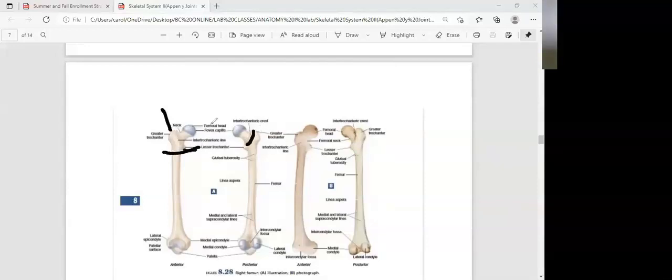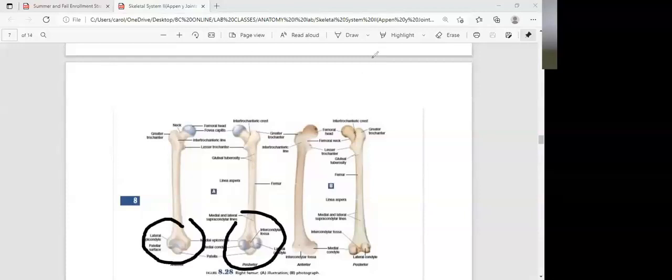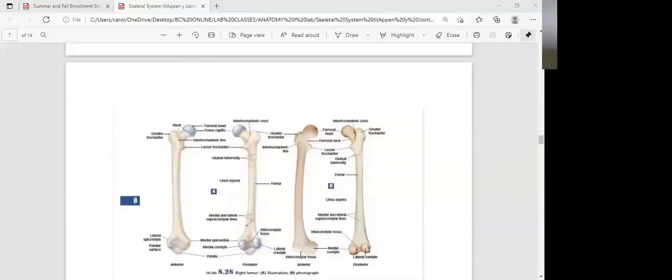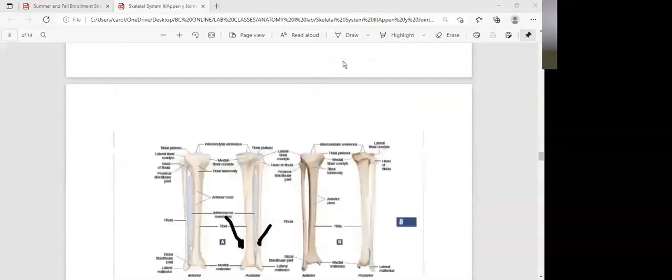This is what you have in your proximal epiphysis. In the diaphysis, you're going to have the linea aspera. In the distal epiphysis, in the anterior view, you're going to have the patellar surface. It will articulate your patella. In the posterior view, you will have these 2 areas right here. So this condyle right here, this is going to be medial condyle, and this is going to be the lateral condyle. These two condyles are going to articulate with your tibia.